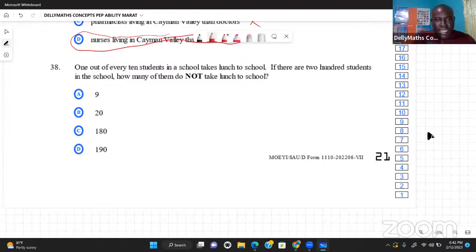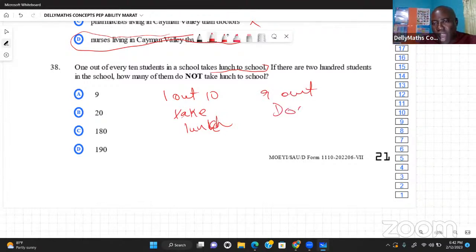All right, let's go. So I'm going to go through this one now. I see some answers coming in. All right, let us see if it's correct. It says 1 out of every 10 in a school takes lunch to school. If 1 out of 10 takes lunch, it means that 9 out of the 10 do not take lunch. So when you get one piece of information, you can use it.